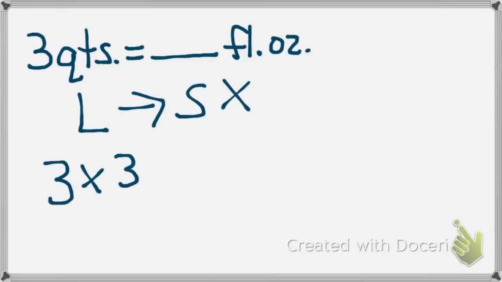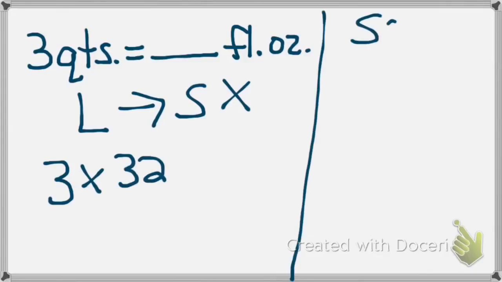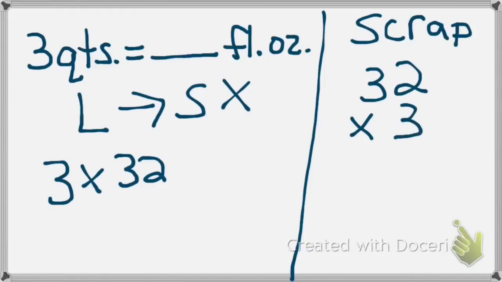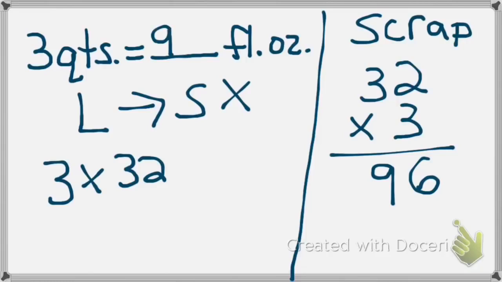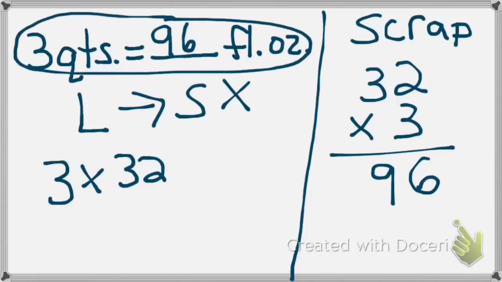I will write that 32 next to my operation. And I don't know 32 times 3 off the top of my head, so this is a problem I definitely need to use scrap for. Put the number with the most digits on top, so 32 times 3. 3 times 2 is 6, 3 times 3 is 9, so 3 quarts equals 96 fluid ounces.